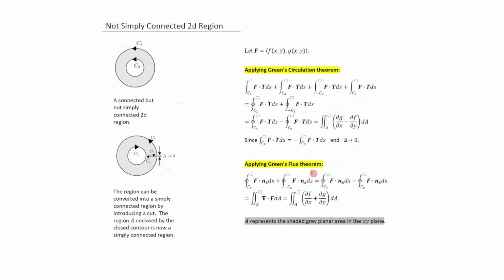For Green's flux theorem, it's identical. Instead of dealing with T dS, we're dealing with the normal n dS. So effectively, you end up with a similar sort of relationship. So here we had C1 and a minus C2. We have a C1 and a minus C2 here. And this now is the flux, whereas here this was circulation. Again, A represents a gray, shaded planar area in the XY plane.